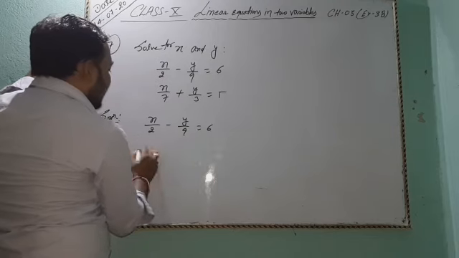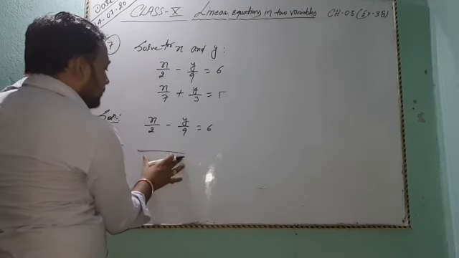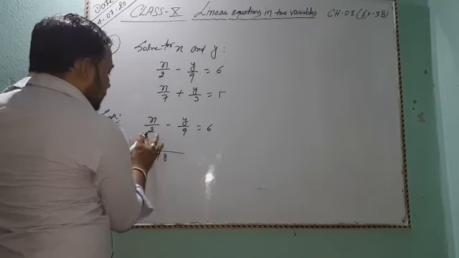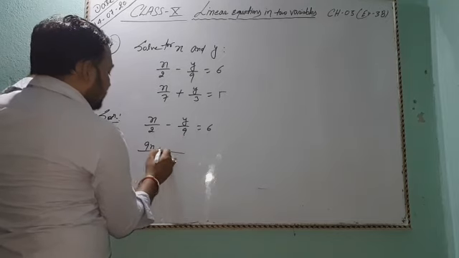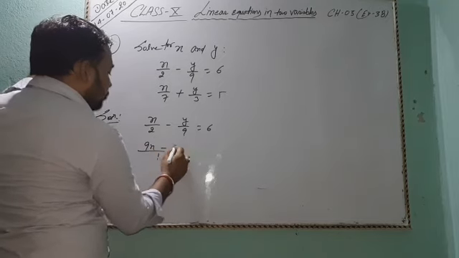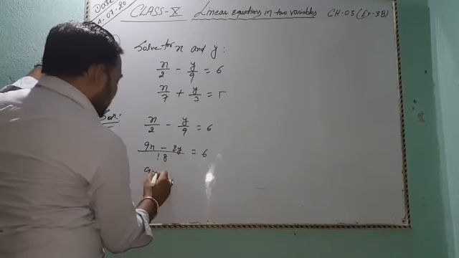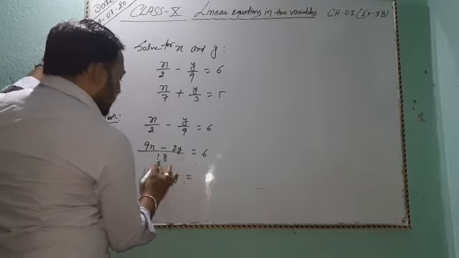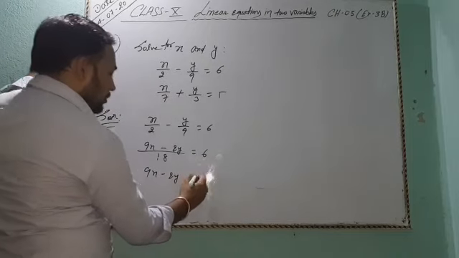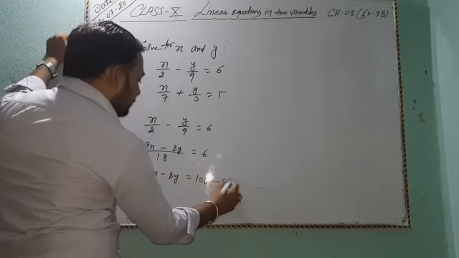Take LCM. First of all, take LCM 18. 2 nines are 18, 9x and minus, 9 twos are 18, 2y equal to 6. So by cross multiplication 9x minus 2y, 18 sixes are 108. This is equation first.